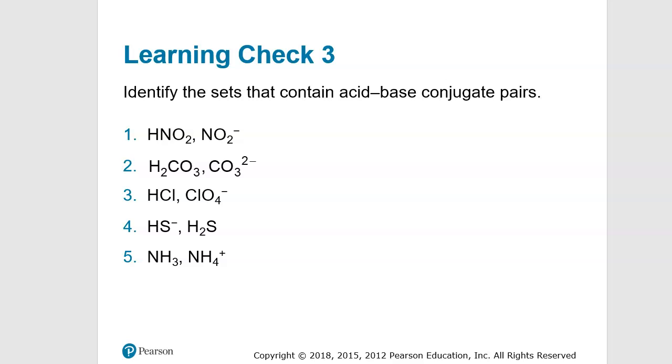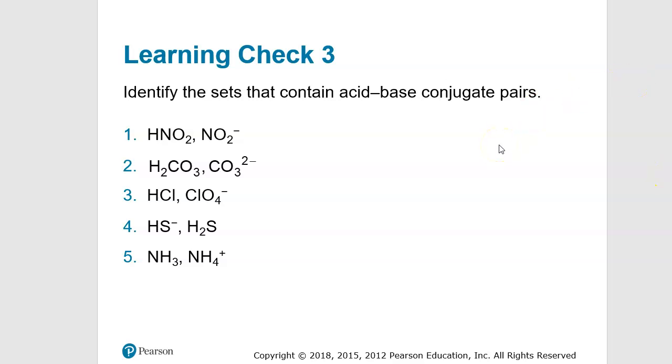Okay, so now here's another learning check. Identify the sets that contain acid-base conjugate pairs. Remember, only a single hydrogen ion exchange. That's it. They're going to be related only by a single hydrogen exchange. Okay, look at number one. Well, HNO2 to NO2 minus, that's going to be definitely one. What about H2CO3, carbonic acid, and carbonate? Well, that's two, right? I mean, that's actually two changes.